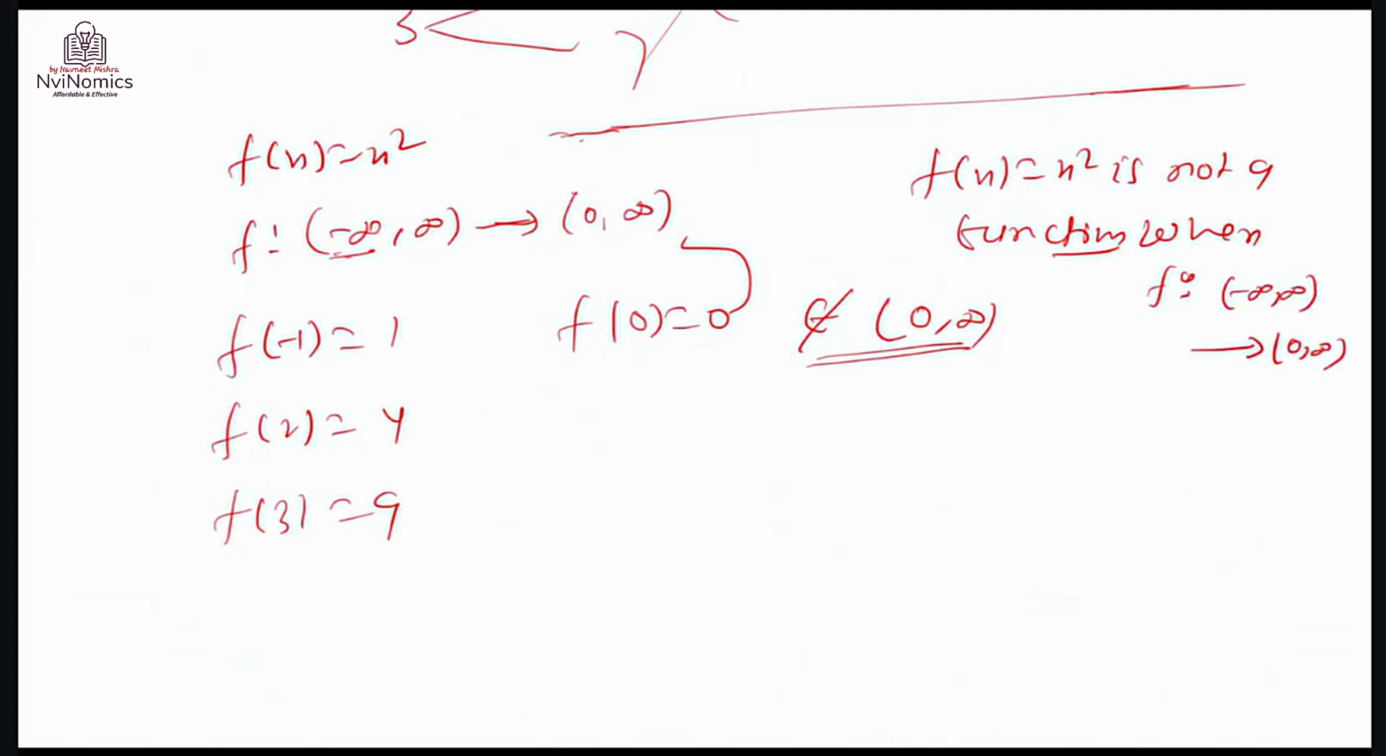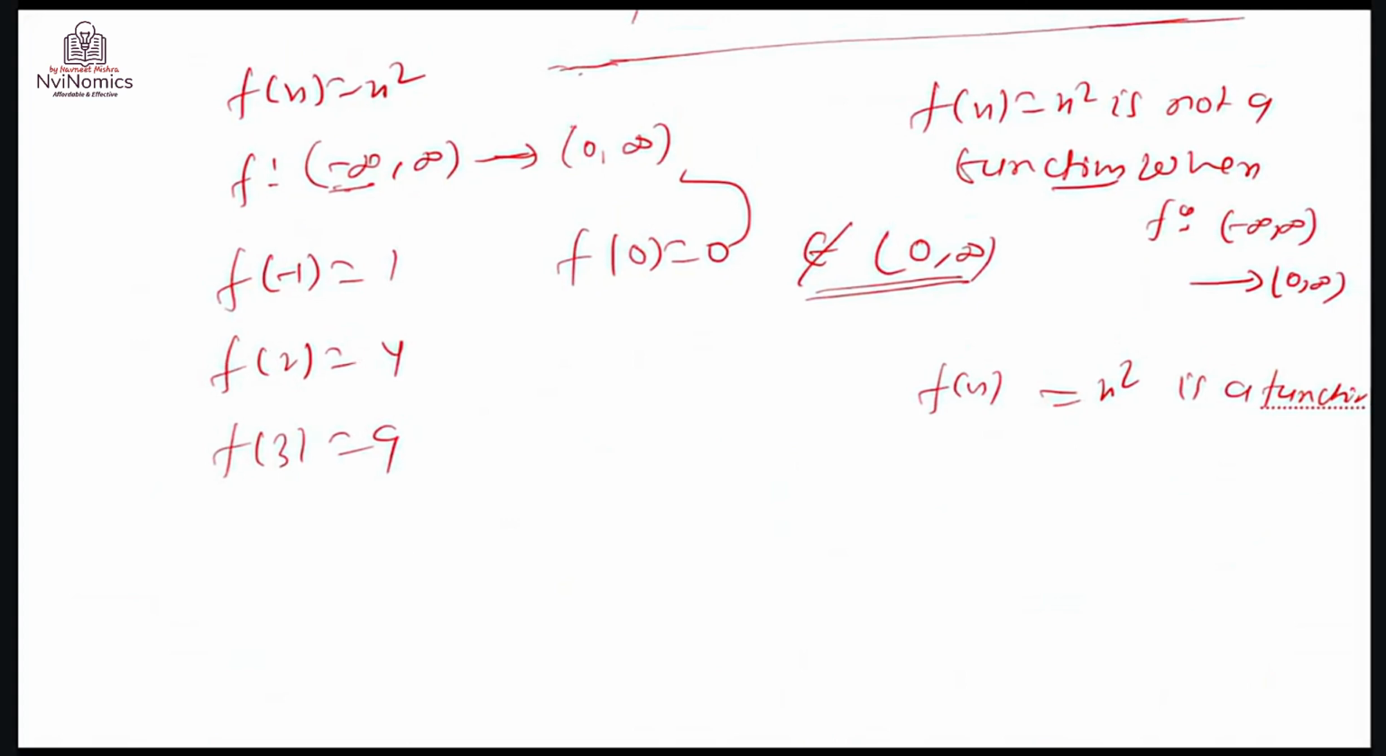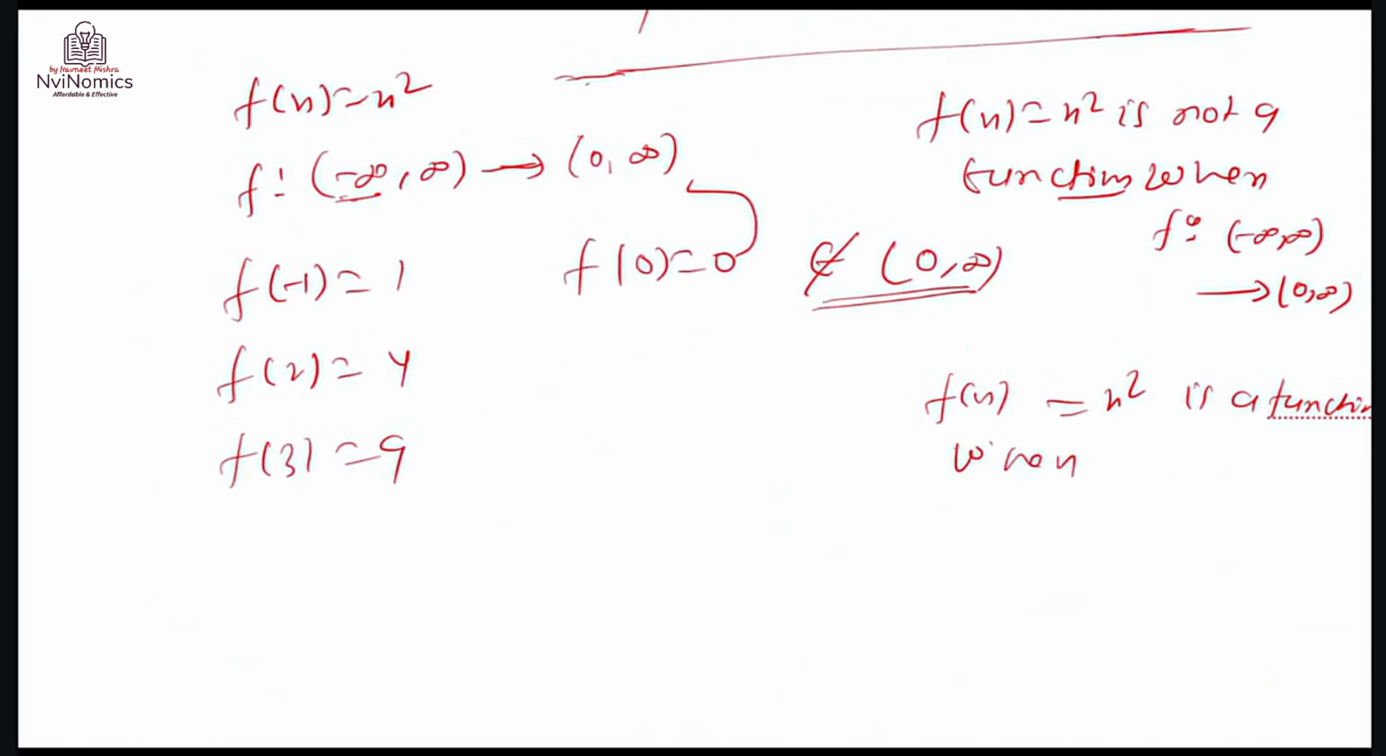ठीक है, बट देखो it is going to be a function when you consider f of x equal to x square. Yes, only one output होना चाहिए. It is a function when f maps minus infinity to infinity and maps to the closed interval 0 to infinity. ओके, तो इसमें ये फंक्शन होगा, बट यहाँ पे ओपन है, दैट्स व्हाई इट इज नॉट गोइंग टू बी फंक्शन बिकॉज जीरो इज नॉट हियर.